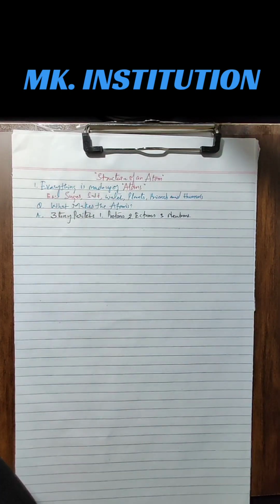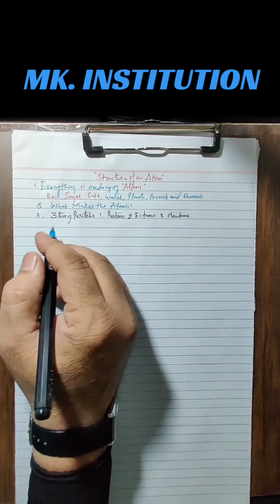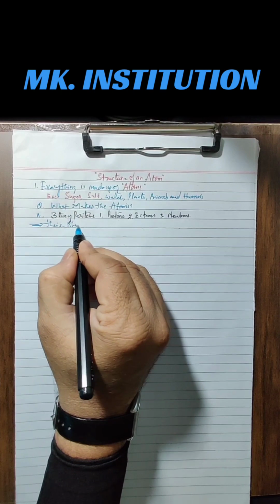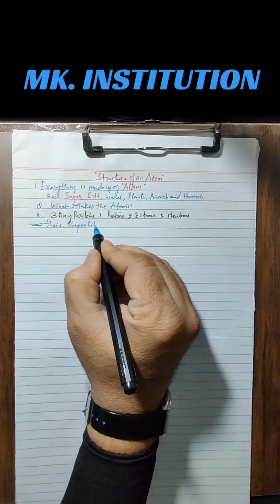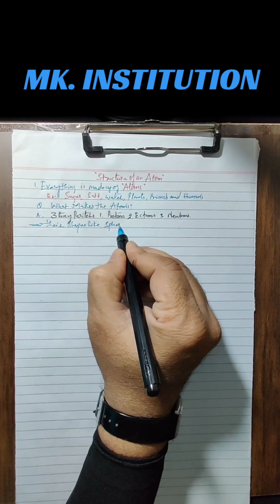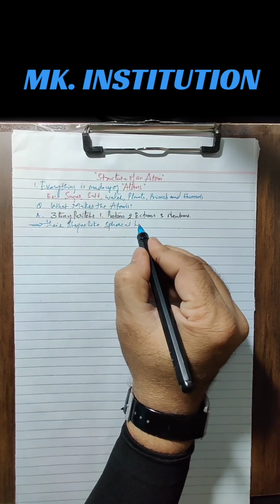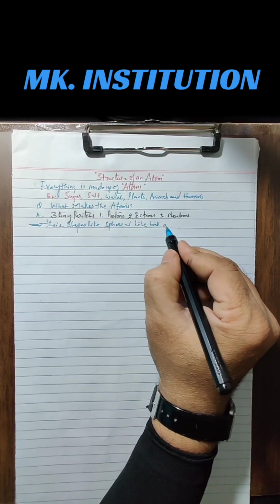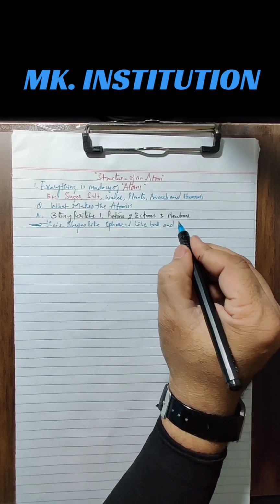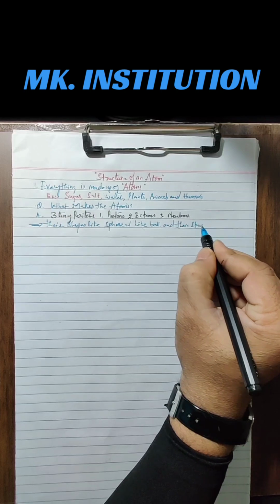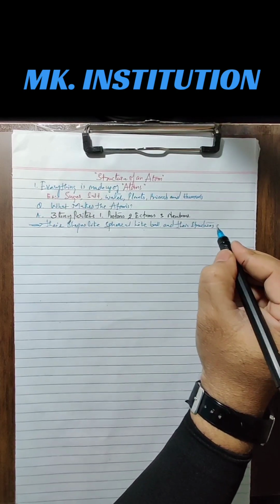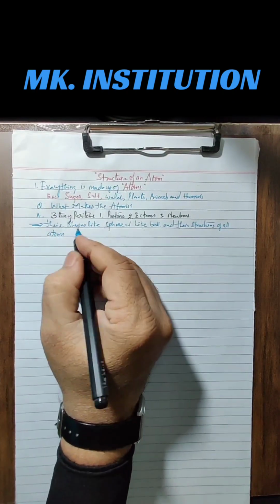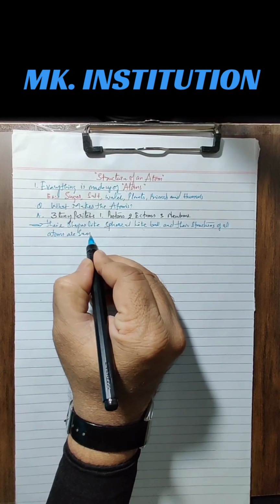Clear? And the next one you can write is their shape. How will the shapes be? Their shape is spherical, like a ball, like a football. And the structure of almost all atoms is the same.